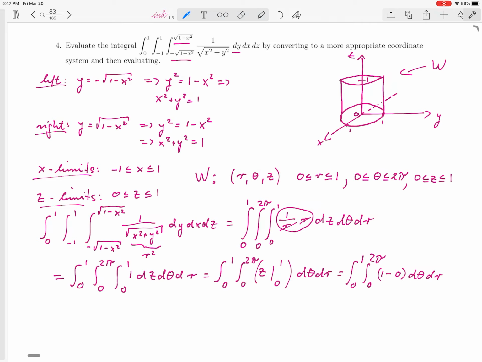Now I would integrate with respect to theta. I get the same thing. I have theta, plug in 2 pi and 0, and then I do the same thing with r and plug in 1 and 0. So overall, what we are having here is 1 minus 0, 2 pi minus 0, and 1 minus 0. That is a total of 2 pi. So that is the value of our triple integral, and we got that pretty easily after we converted to cylindrical coordinates.